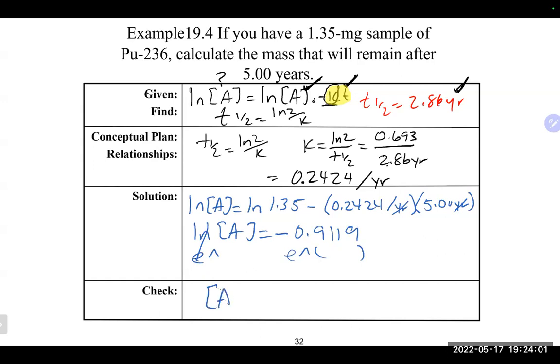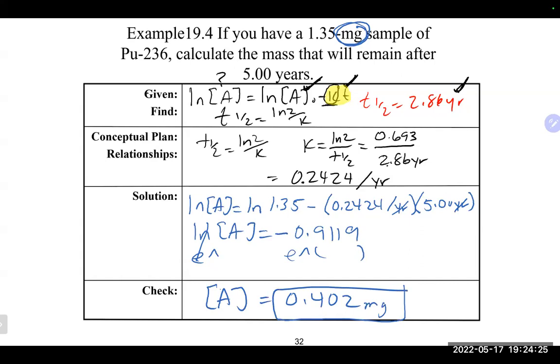That's going to give us the concentration of A, or really our final amount, which will be 0.402. The units here would match the original units, milligrams, as well. Question on that calculation?